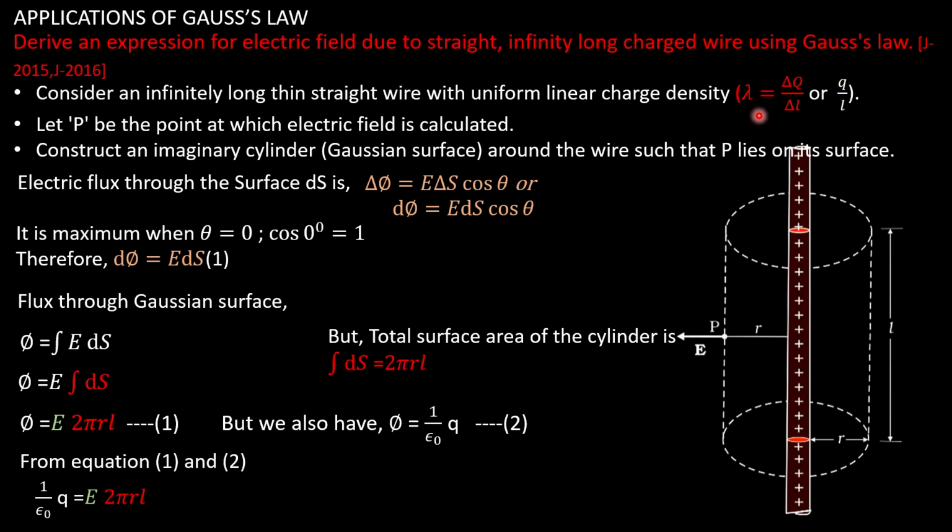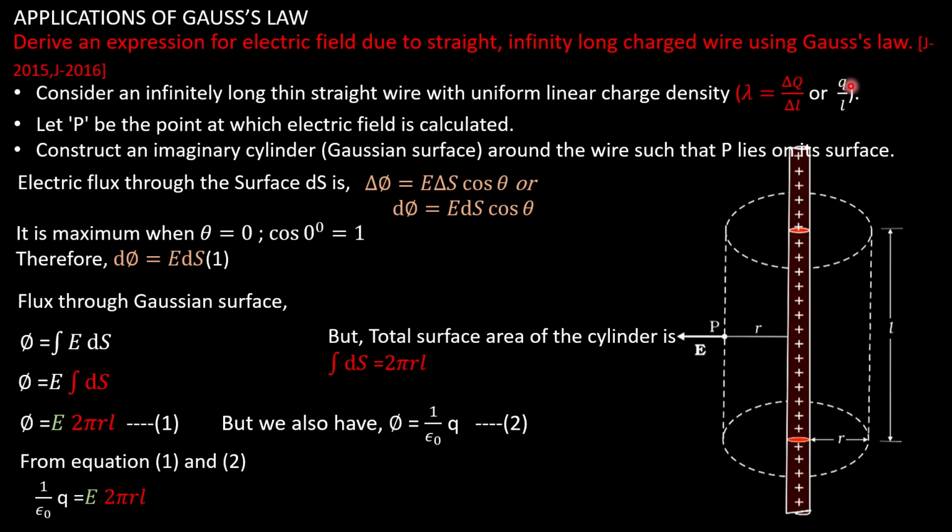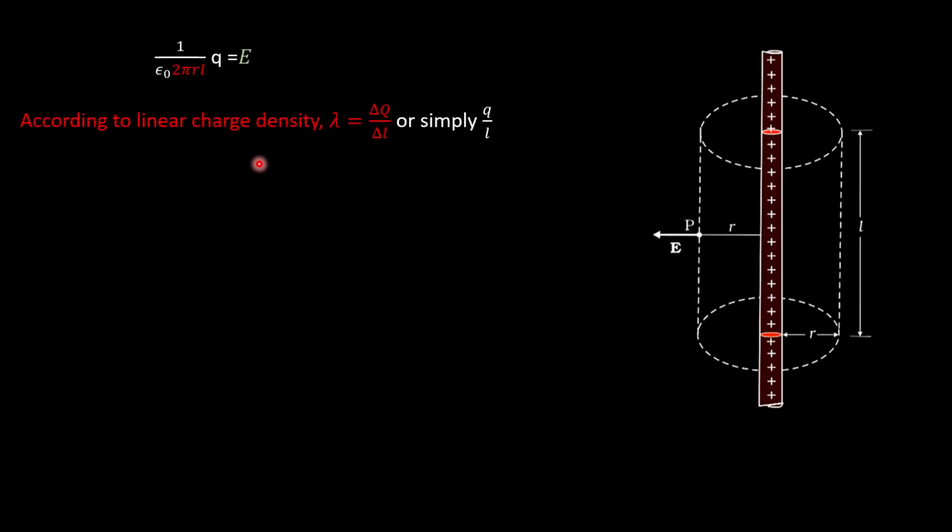Do you remember, we learned one small derivation in the beginning. Here lambda is equal to q by L, that we are going to substitute here. So what happens to q now? I have lambda is equal to q by L, and I want to know what the q value is. So q is equal to, we take L to the numerator, lambda L. According to linear charge density, lambda is equal to q by L, and we know that q is equal to lambda L. So we have taken L to the numerator.